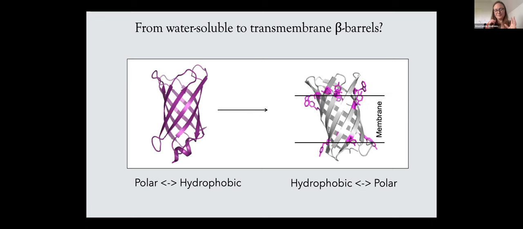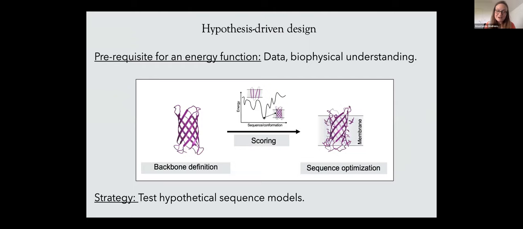So to control this balance of amino acids, we need a good energy function. A prerequisite to train an energy function is to have experimental data, and to have a good understanding of the biophysical principles of folding, which for beta barrels at this point was very limited. So we decided to take a somewhat unconventional approach, and to generate designs based on hypothetical sequence models. So we make hypotheses, we build designs that satisfy those hypotheses, and we see if those can fold.